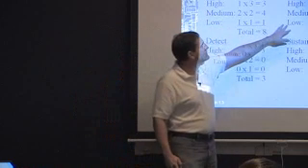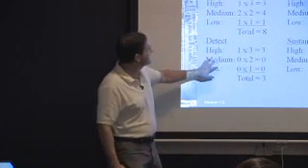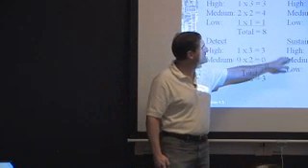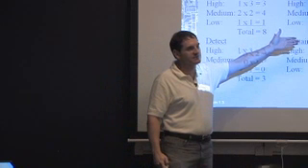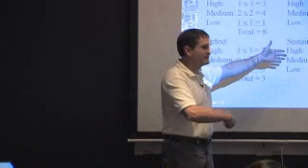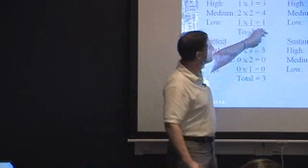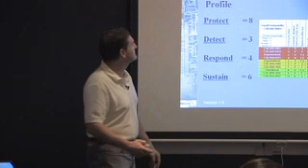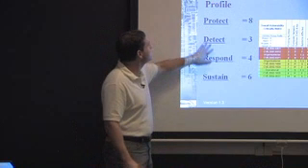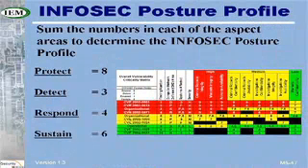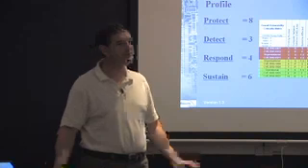You do the same thing for respond, detect, and sustain. It's just counting, multiplying in the weighting factors, and then adding the totals together. So for this organization, which was COPS, they're going to have a protect of 8, a detect of 3, a respond of 4, and a sustain of 6. What does that mean the first time you do it?